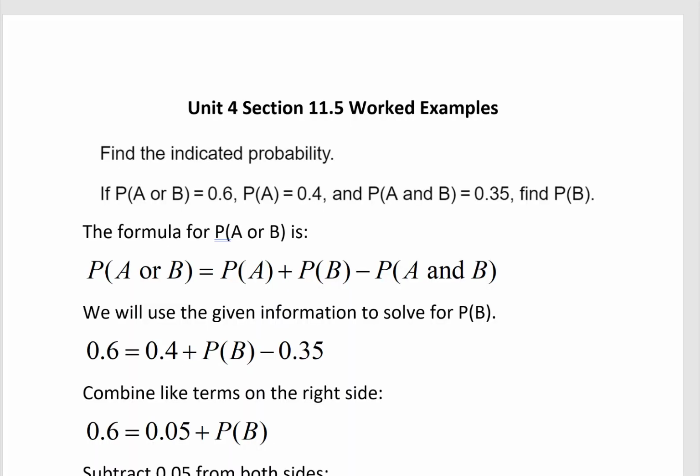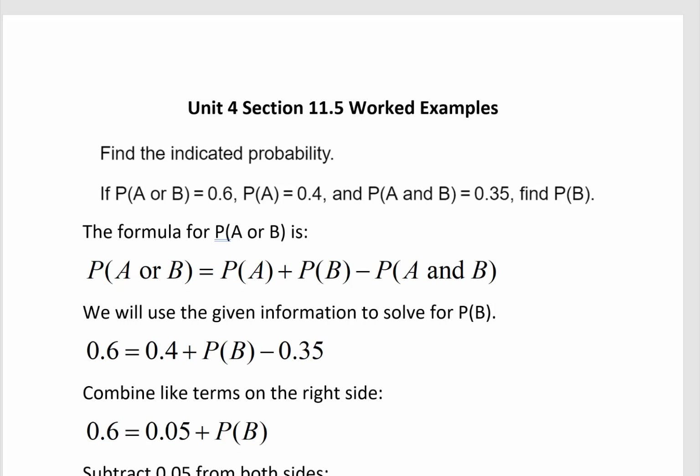Unit 4, Section 11.5, Worked Examples. Find the indicated probability. If probability A or B equals 0.6, probability A equals 0.4, and probability of A and B equals 0.35, find probability of B.